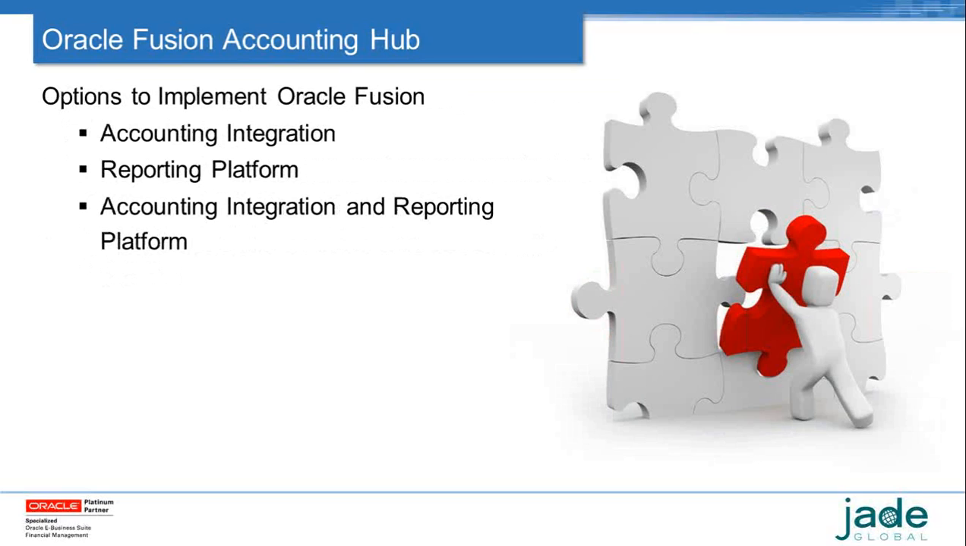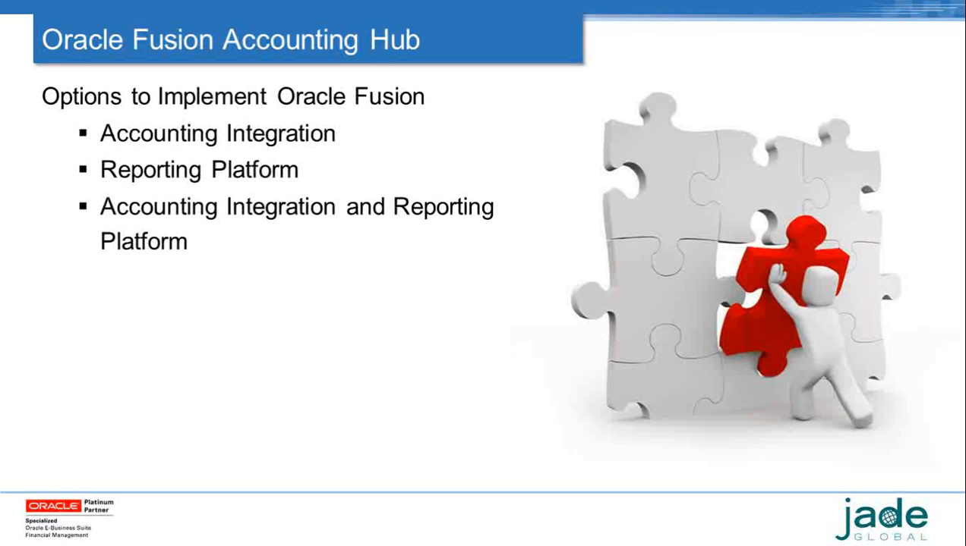All right. So let's take a look at the options to implement Oracle Fusion Accounting. There are three scenarios to consider here. First is accounting integration, second is reporting platform, and third is accounting integration and reporting platform. Let's take a look at the first scenario, accounting integration. It performs accounting for transactions such as billing and loans from non-Oracle external applications. It creates journal entries and transfers reference information from non-Oracle applications to accurate, auditable accounting entries.